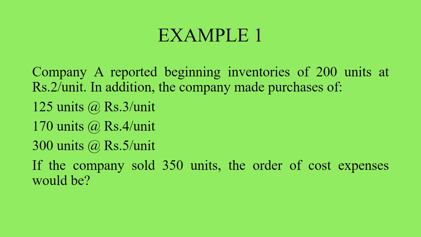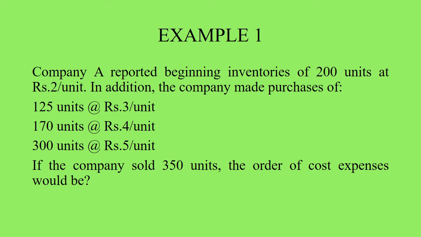Now we will look into an example of the LIFO method. Company A reported beginning inventories of 200 units at rupees 2 per unit. In addition, the company made purchases of 125 units at rupees 3 per unit, 170 units at rupees 4 per unit, and 300 units at rupees 5 per unit. If the company sold 350 units, the order of cost expenses would be?